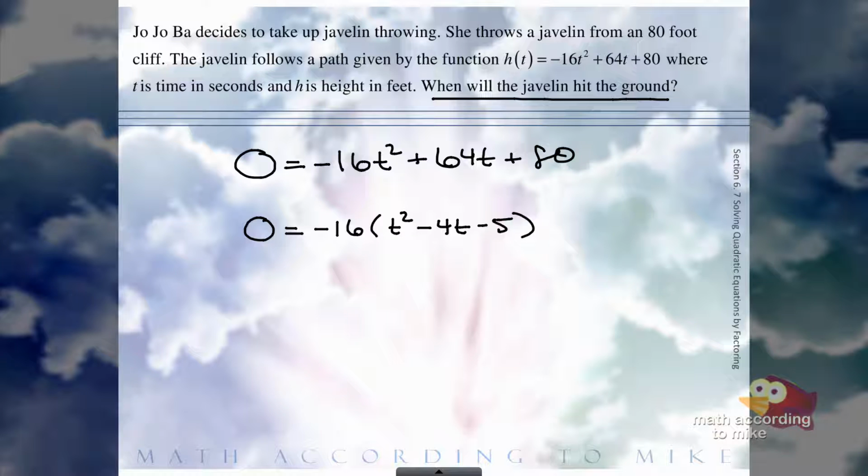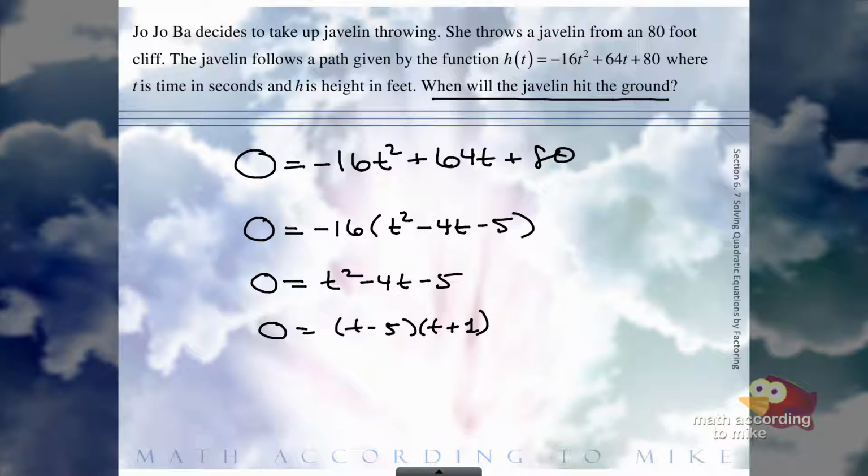In fact, another way you could have done this is because we have an equation, you could have divided both sides by negative 16. If you had done that, you would have resulted in 0 equals t squared minus 4t minus 5. Because again, that negative 16 does not affect the problem. Factoring that, we would have t minus 5, t plus 1.